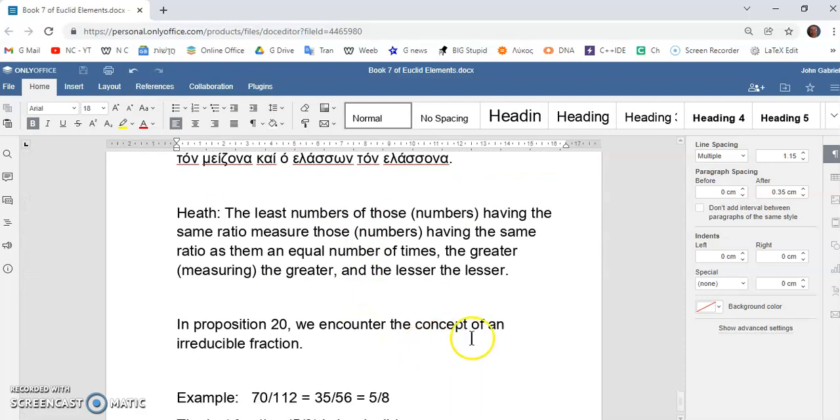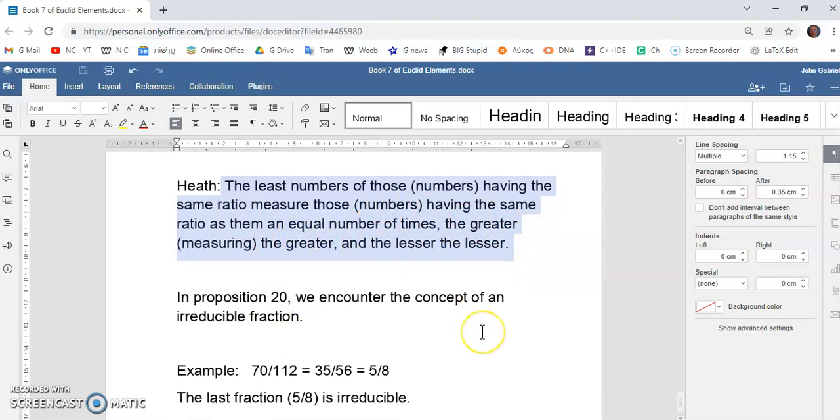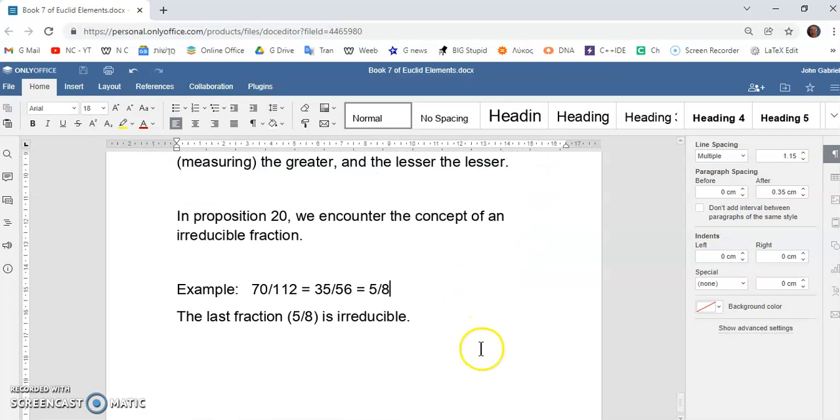Proposition 20 says the least numbers of those having the same ratio measure those having the same ratio as them an equal number of times. What this is telling you, in simple words, is that we have a concept which is the irreducible fraction. So if we start, for example, with 70 over 112, and we simplify it by dividing both the numerator and denominator by 2, we have 35 over 56. And finally, we have 5 over 8, which is irreducible, okay? And that's all that Proposition 20 is saying.